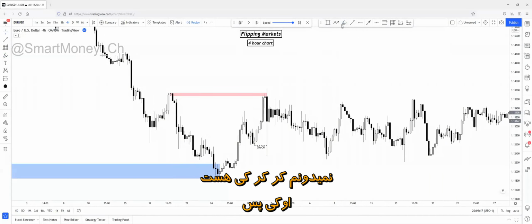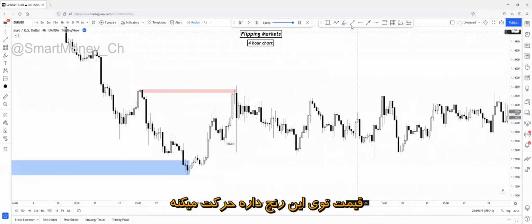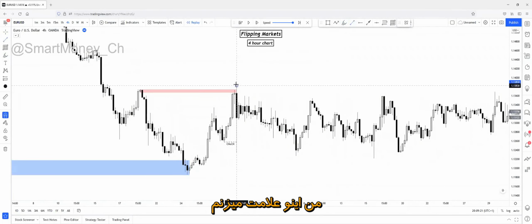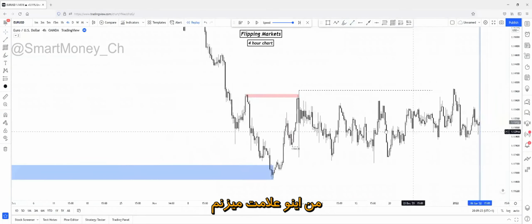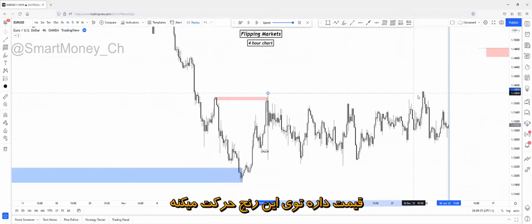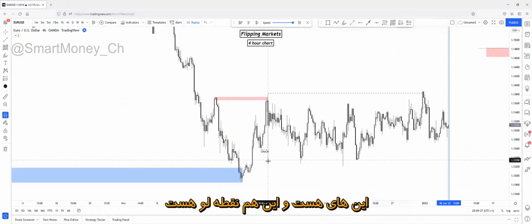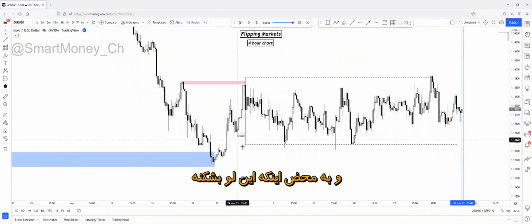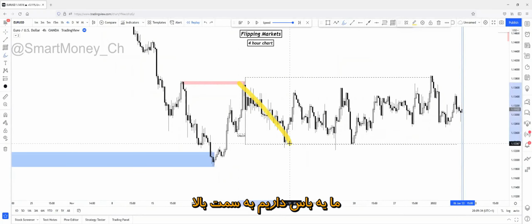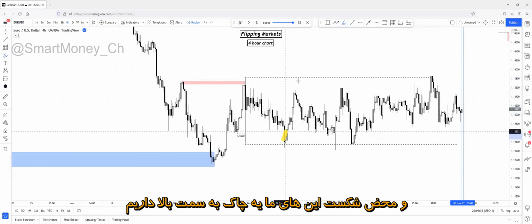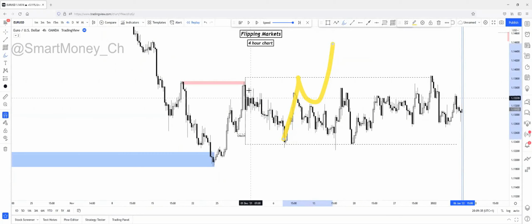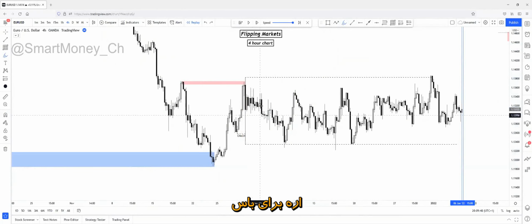Okay, so basically, price is moving in this range. I will just mark it out. Price is moving in this range. This is the high. This is the low point. So as soon as this low breaks, that will be a break of structure to the downside. As soon as this high breaks, that will be a change of character to the upside. Because this high changed character to the downside.